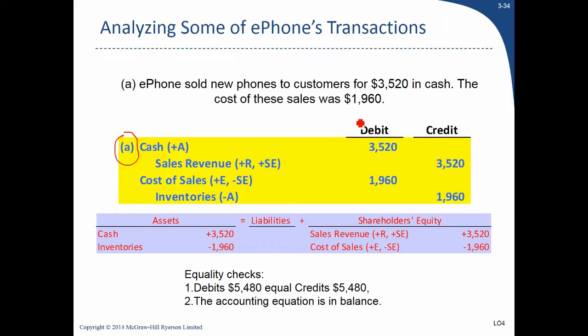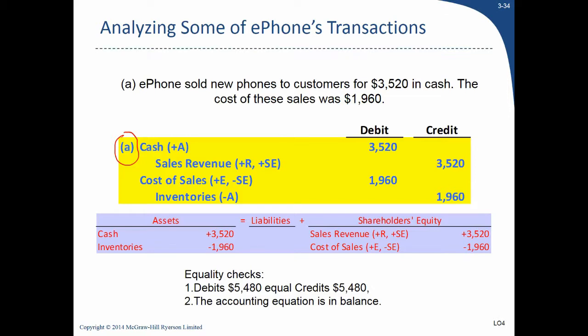The cost of these sales was $1,960. You can think of it one of two ways. Either that means our inventory was worth $1,960, and just think of it conceptually. If you're selling these phones, you now have less inventory, right? It now belongs to someone else. So your inventory is declining. We're crediting the inventory asset by how much? $1,960.